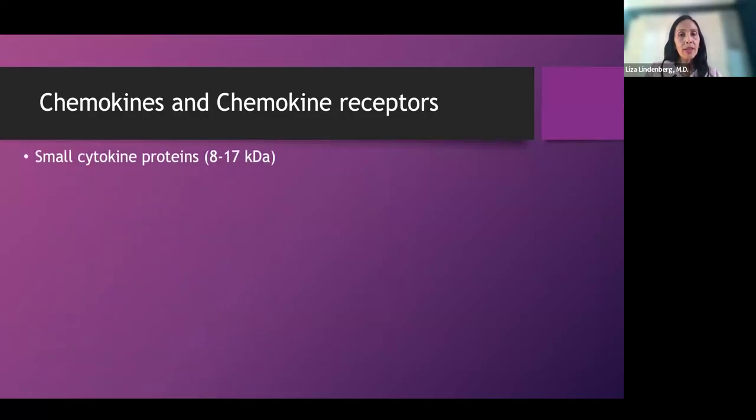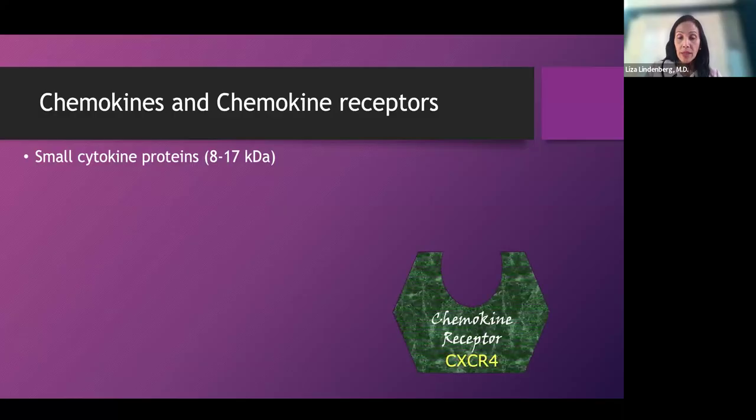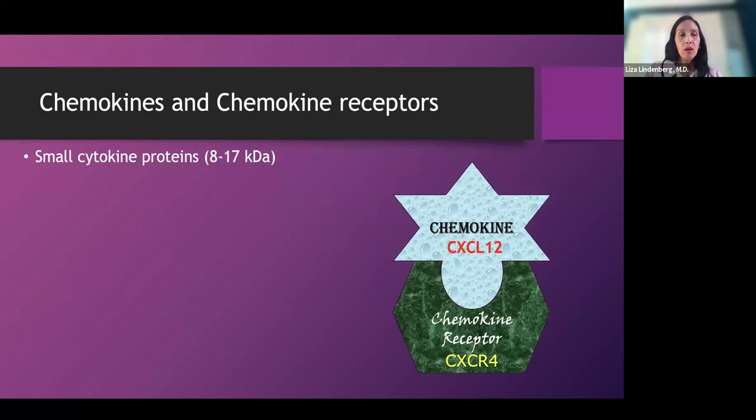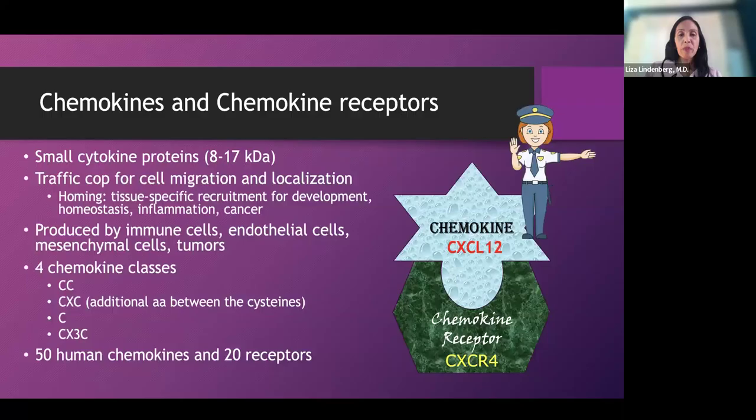So what are chemokines and chemokine receptors? They belong to a superfamily of cytokines. They're small proteins, and when they bind to each other, they act as a traffic cop for cell migration and localization. They're produced by immune cells, endothelial cells, as well as tumors. They have 4 different classes, and we're interested in the CXC class. And there are currently 50 human chemokines that are known with 20 receptors.